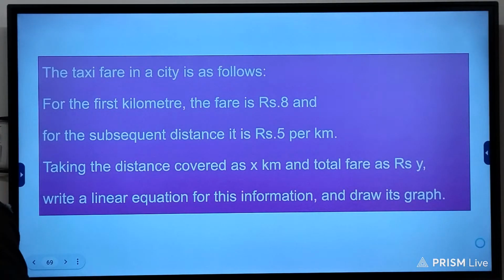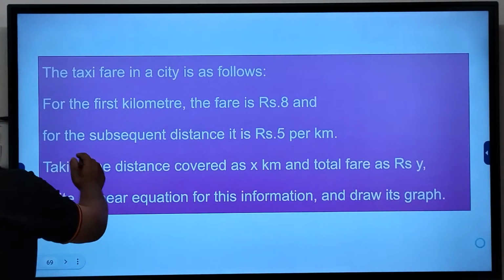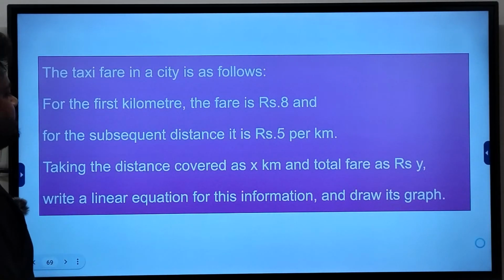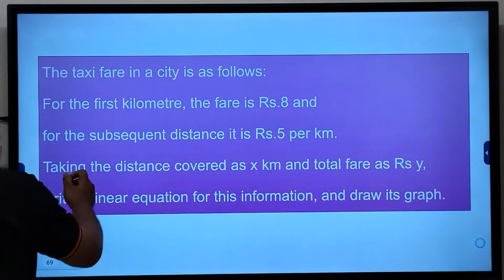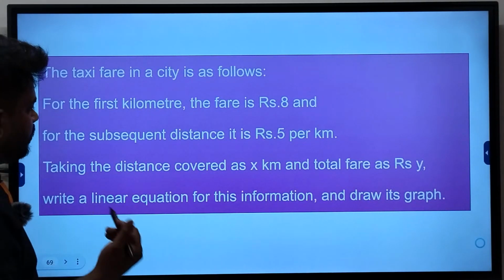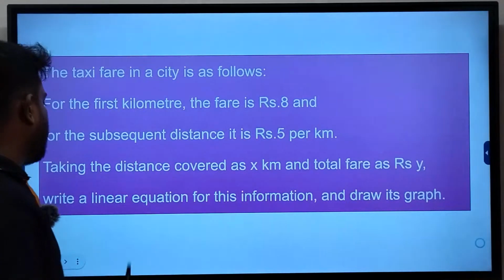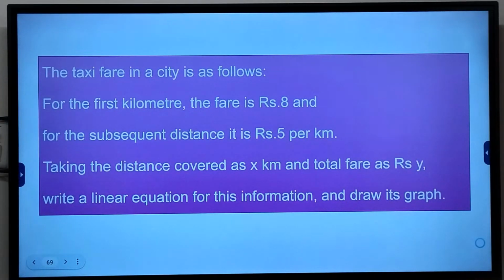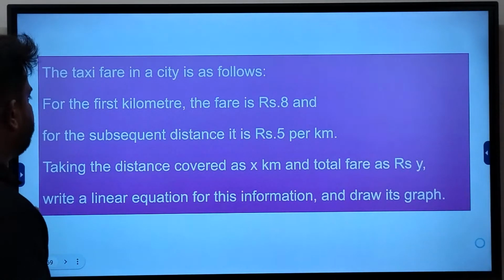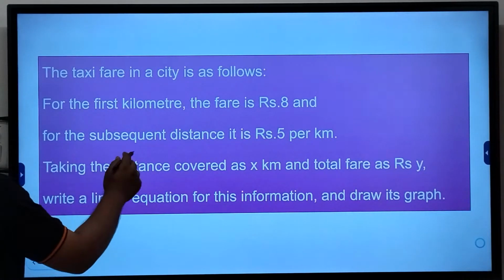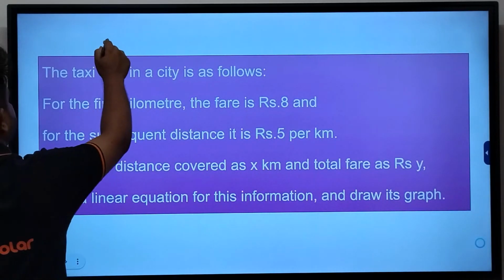Next, the taxi fare in a city is as follows. For the first kilometer, the fare is rupees 8. For the subsequent distance, it is rupees 5 per km. Taking the distance covered as x kilometers and total fare as y, write a linear equation for this information and draw its graph. So for the first kilometer it is 8.